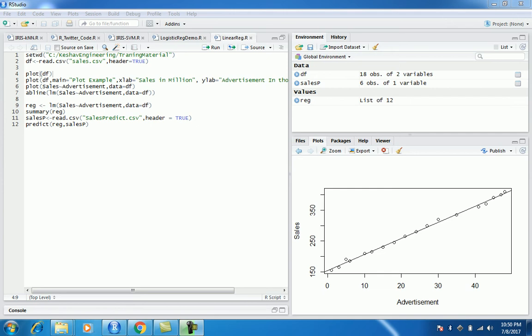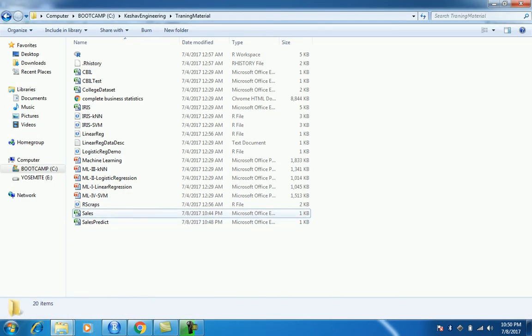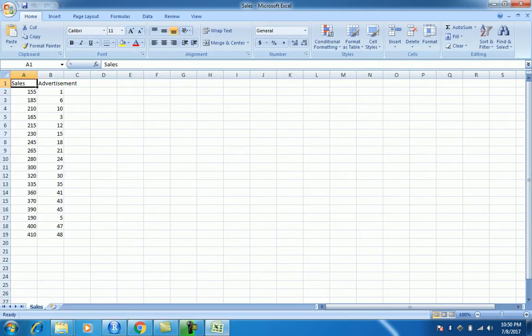Hi friends, in continuation to the last blog, where we had just discussed the concept of linear regression, as promised, we have a demo in R. So let's take an example of sales and advertisement which we had discussed in the last blog conceptually.